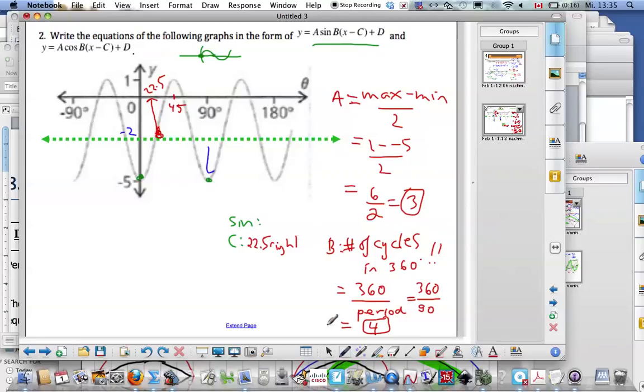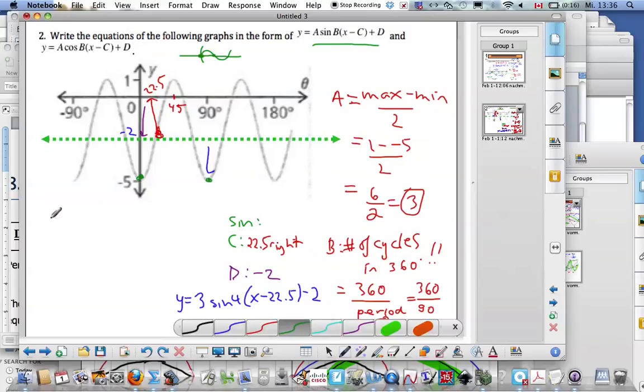Should we do the cosine right away? Let's do the cosine after. Let's quickly do the D. Remember, the D is just the shift off the principal axis, which is the corrected -2. So one possible equation would be y is equal to 3 sine(4(x minus 22.5)) minus 2.